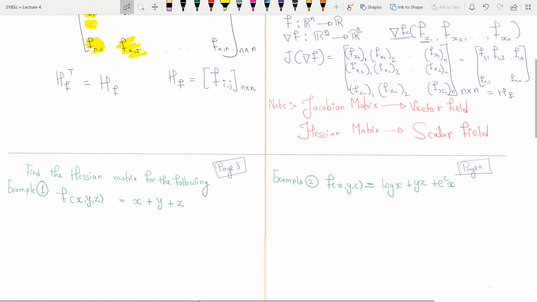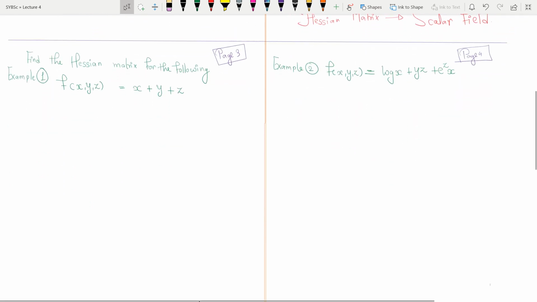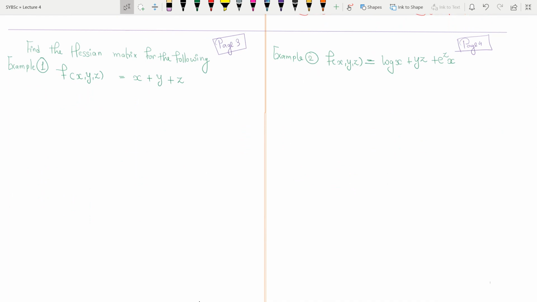Okay, but let me do these two examples which will help you understand the idea of a Hessian matrix better. Definitely we haven't learned the application of a Hessian matrix yet, but later on in this class we will learn some applications of it. Note that the Hessian matrix is for a scalar field. So now I want to find the Hessian matrix for this. I know what the steps are. One way is I should find f11, f12, all those 9 entries.